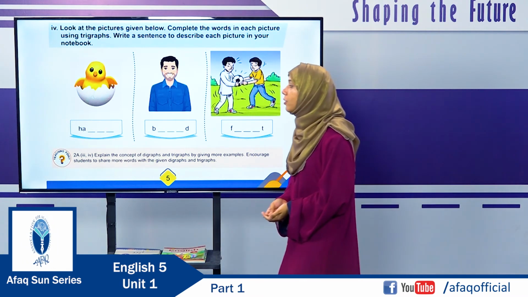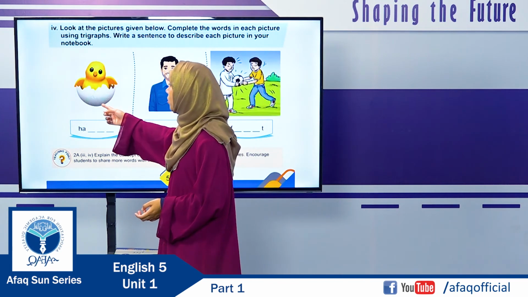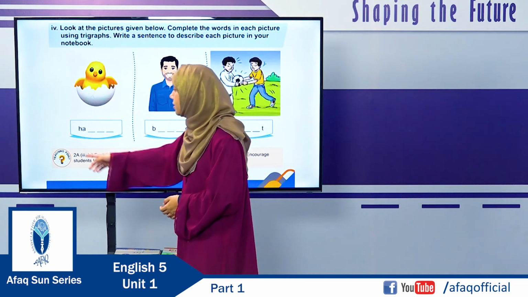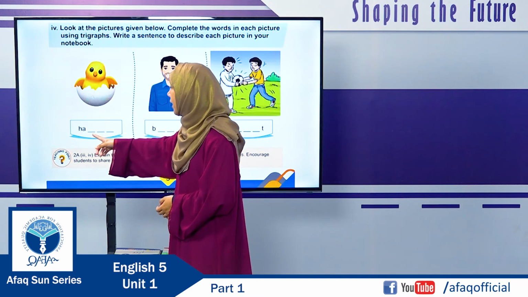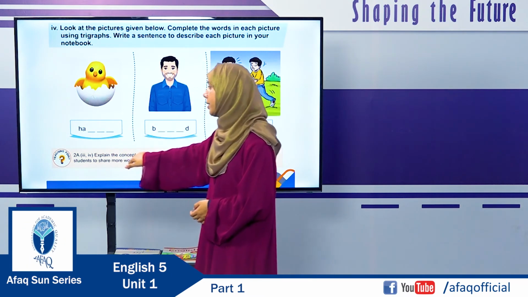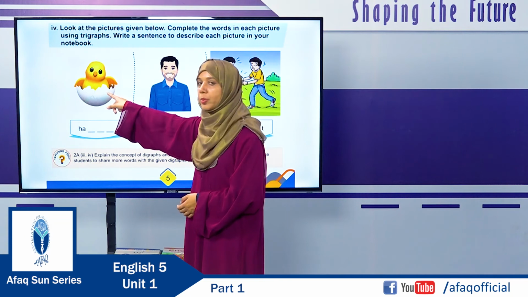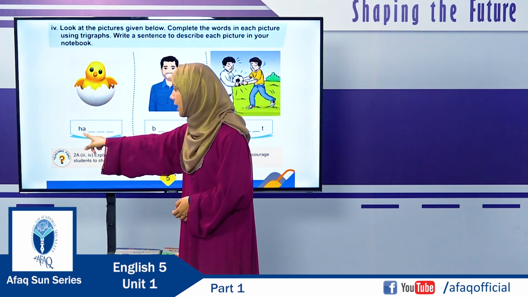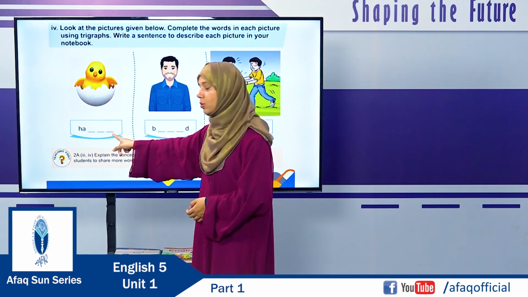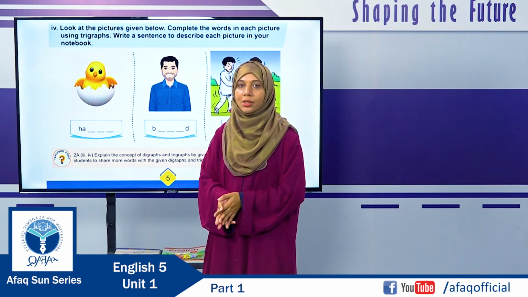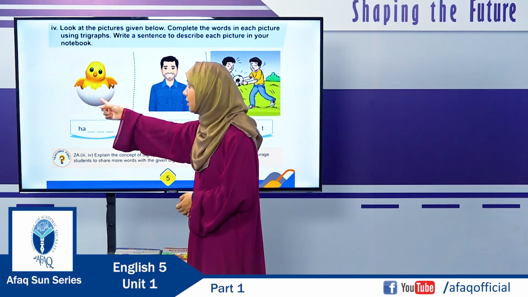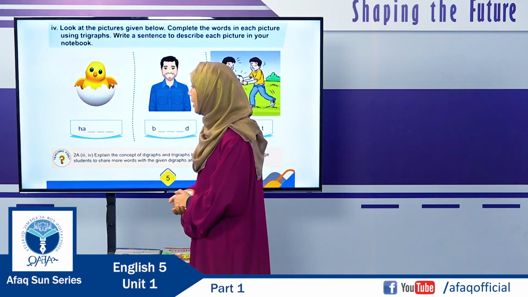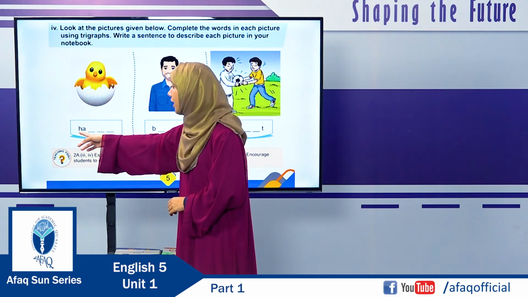So let's look at the first picture. What is this? What is happening over here? Can you give me one word that starts with H-A and has 3 more letters in it, and that is related to this picture? Any word that is related to this picture and that starts with H-A and it has a trigraph as well. Can you give me that word? Yes, hatch. Actually, this egg is hatching. So we can say that the word is hatch.